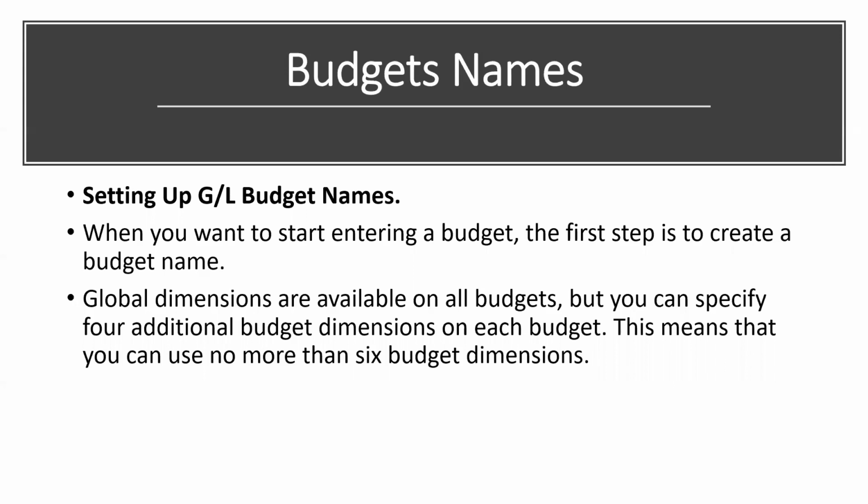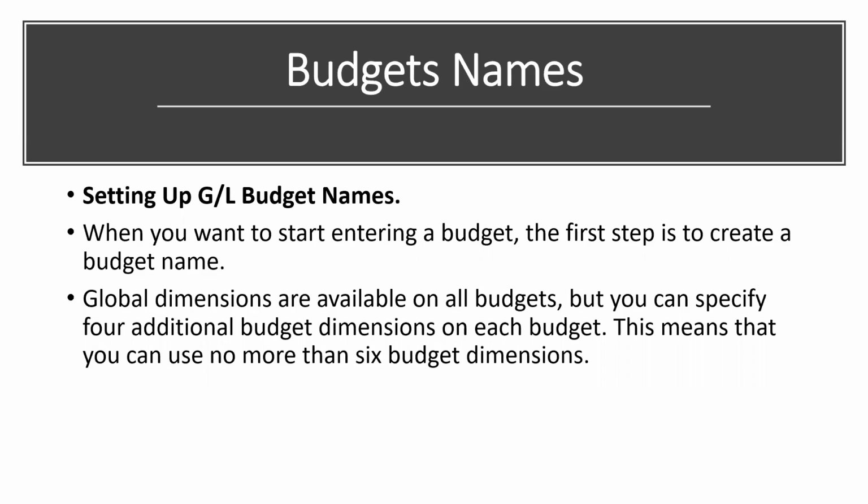A budget name is just specifically the budget name that we're going to be allocating for your document. So if you want to start, we need to create a budget name. This is the first step. And then you will be adding your global dimensions, available on all budgets, but you can specify additional budget dimensions on each budget.